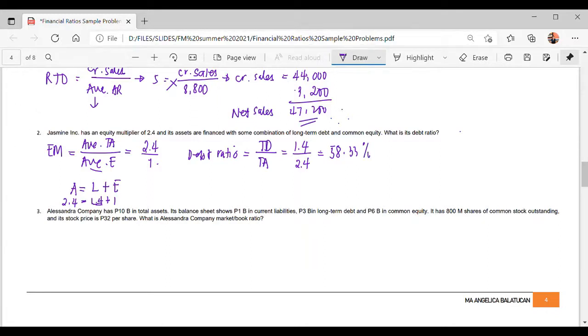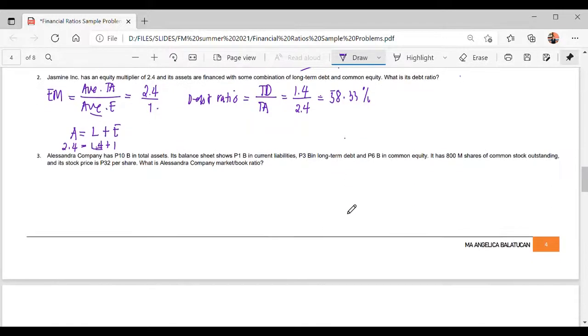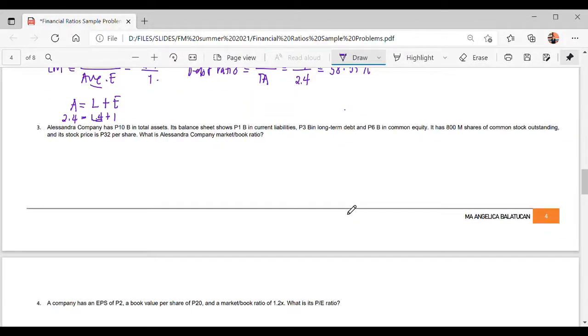Okay, so let's check your answers. You got the correct answer. Very good. Question number 3. What is the market to book ratio? Alessandra has 10 billion total assets, 1 billion current liabilities, 3 billion long-term debt, and 6 billion equity with 800 million shares of common stock outstanding with a stock price of 32 per share. So what are your answers?